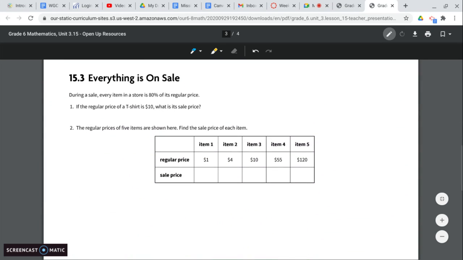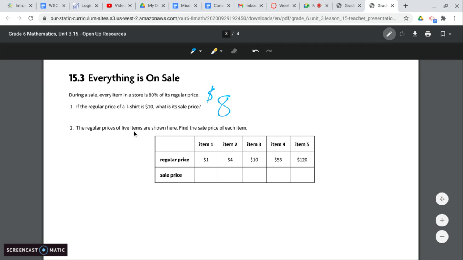All right, everything is on sale. During a sale, every item in a store is 80% off its regular price. If the regular price of a t-shirt is $10, what is its sale price? So we need to find 80% of 10. Well, being as 10 is 100%, we're looking at 80%. 10% of 10 is 1, so 80% is going to be $8.